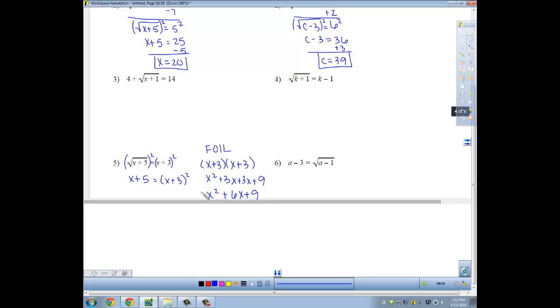So since I got this x squared plus 6x plus 9 when I did x plus 3 squared, when I go back over to my equation on the left, I'm going to rewrite my x plus 5 on the left because nothing there changed. But I'm going to replace the x plus 3 squared with this x squared plus 6x plus 9.